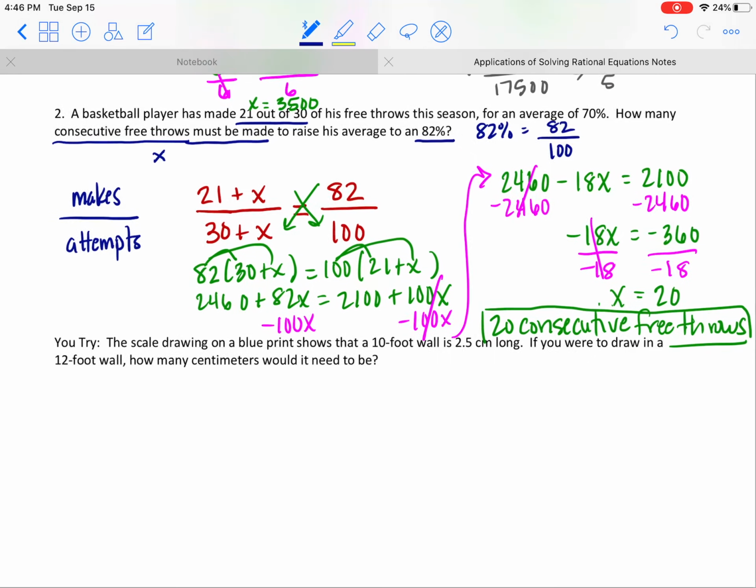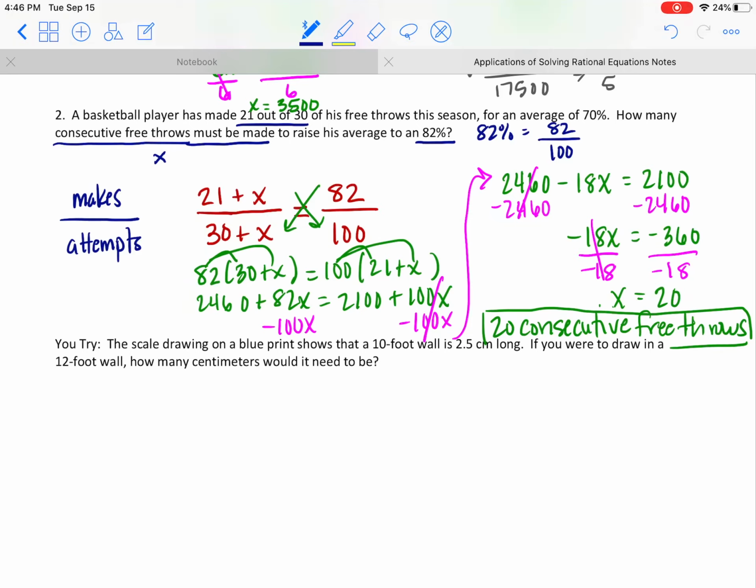So the scale drawing on a blueprint shows that a 10-foot wall is 2.5 centimeters long. And if you were to draw in a 12-foot wall, how many centimeters would it need to be? So we have a 10-foot wall that is 2.5 centimeters long. If you were to draw in a 12-foot wall, how many centimeters would it need to be? That's going to be what we're looking for here. How many centimeters for that 12-foot wall?